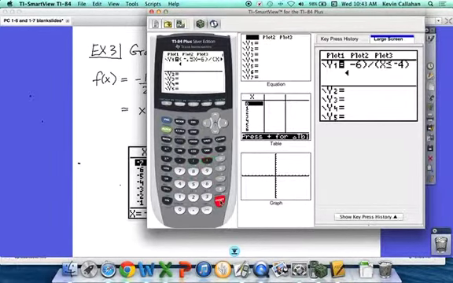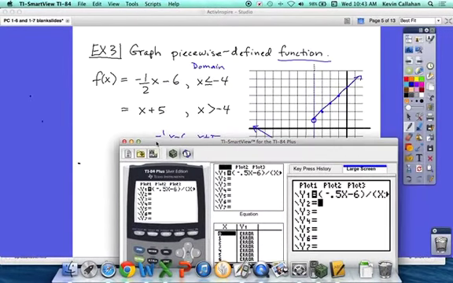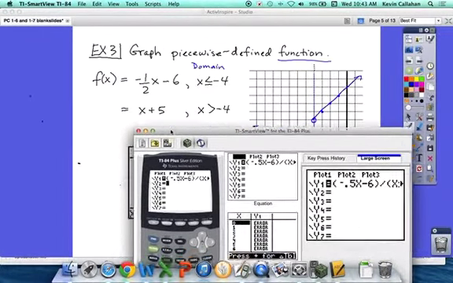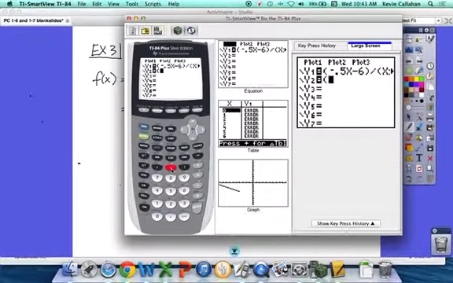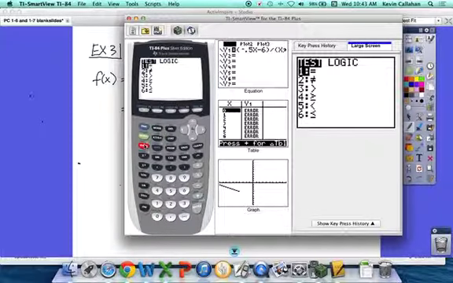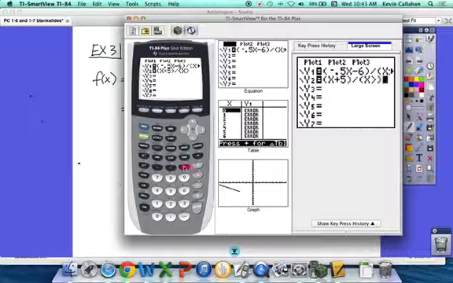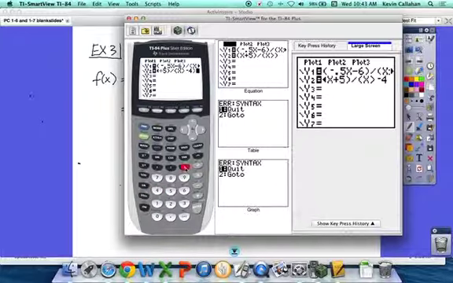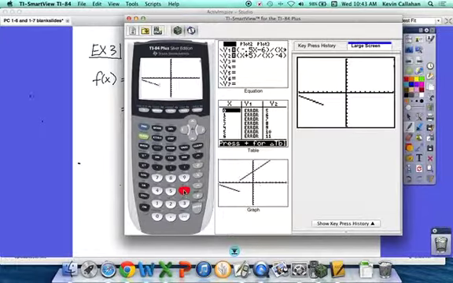Okay. And now I go down to the next line, and I'm going to put in x plus 5, x greater than -4. Parentheses, x plus 5 divided by x greater, second math, greater is 3. Oh, that was wrong. Greater than -4. Does that look good? And then when I hit the graph, zoom 6, it draws just that function where you wanted it to, right?